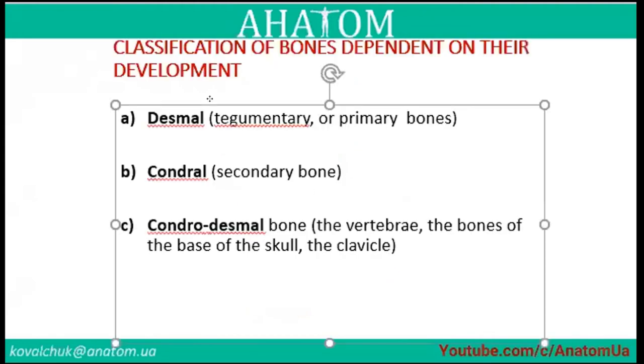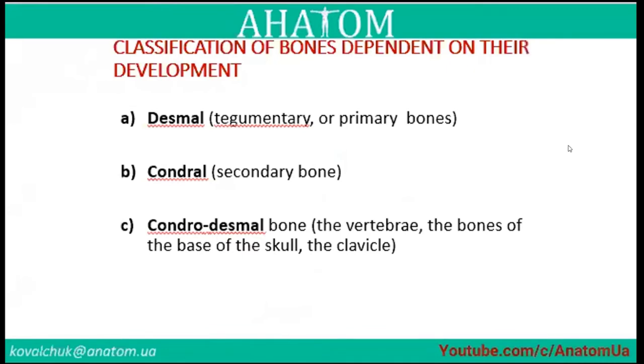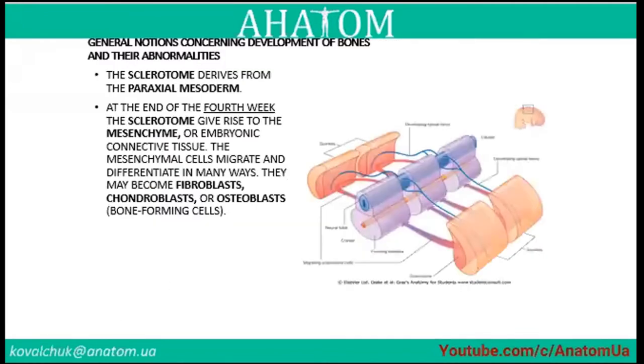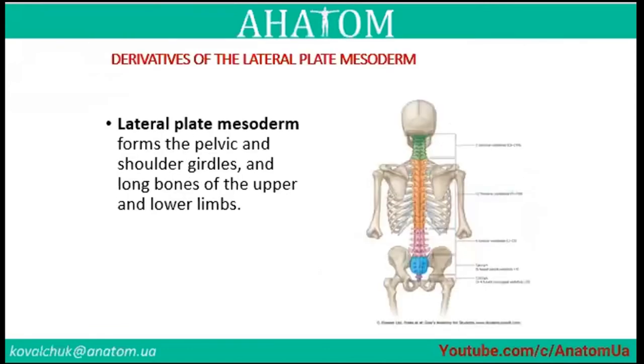Classification of the bones depends on their development: desmal, chondral, and chondrodesmal. For example, desmal is primary bone, chondral is secondary bone, and chondrodesmal are the vertebra, the bone of the base of the skull, the clavicle, and others. The general notion of the development of the bones is covered in the course of embryology, and you will start studying this information too.